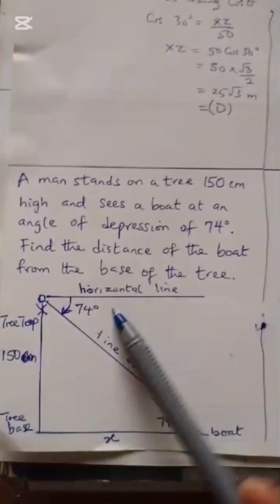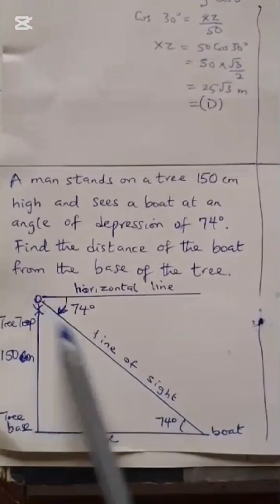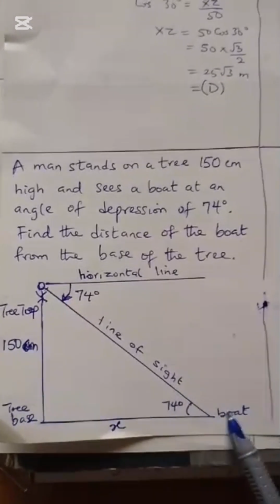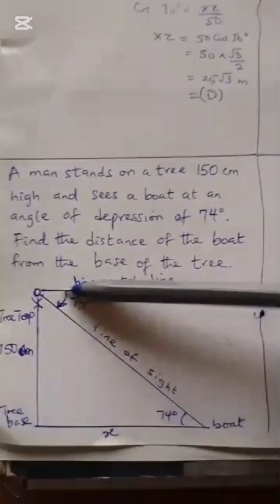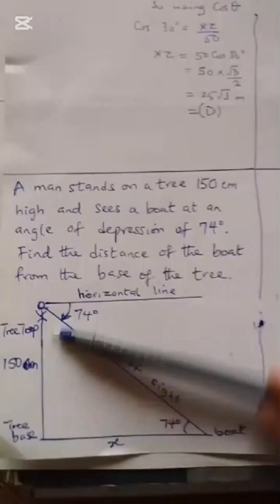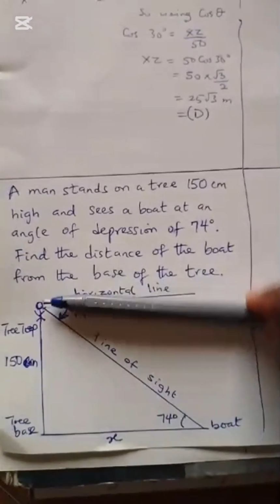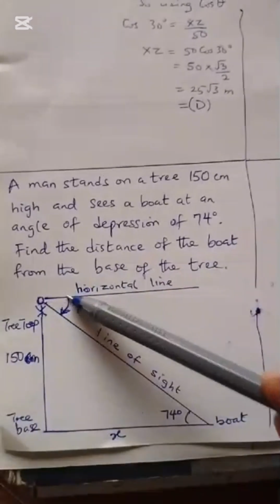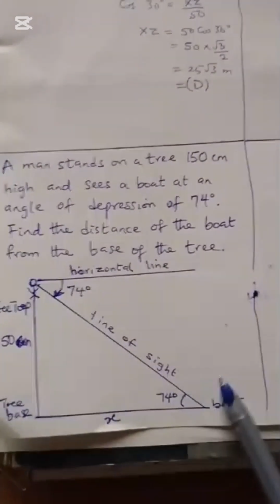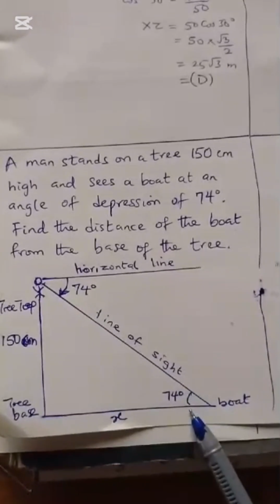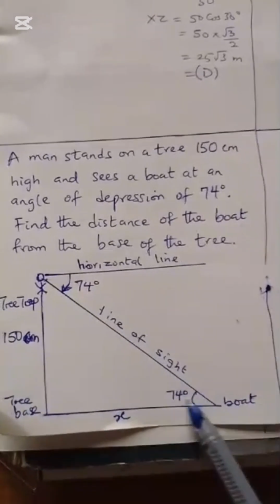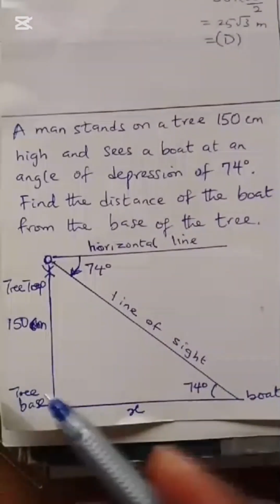Now we have our diagram. This is the line of sight that connects the man's eye and the boat. The boat could be on a river or on water. This is the man's horizontal line of eye level, then this is the line of sight. There's a downward angle, and that downward angle is 74 degrees, known as the angle of depression. Observe it makes an alternate angle, what we call the Z angle, so the angle here must be equal to the angle here. If this is 74 degrees, then here must be 74 degrees. So we have a right angle triangle now.